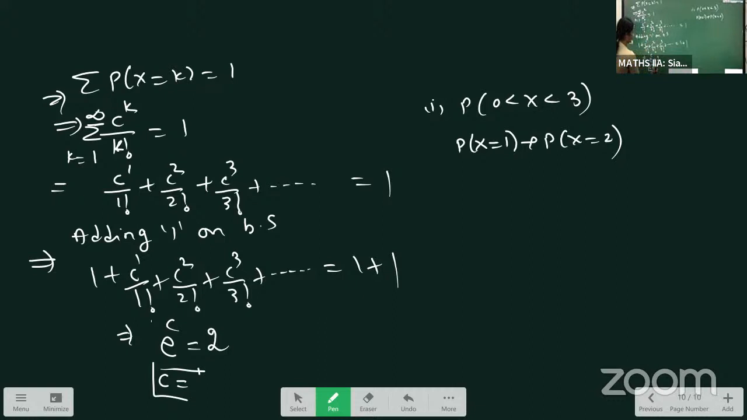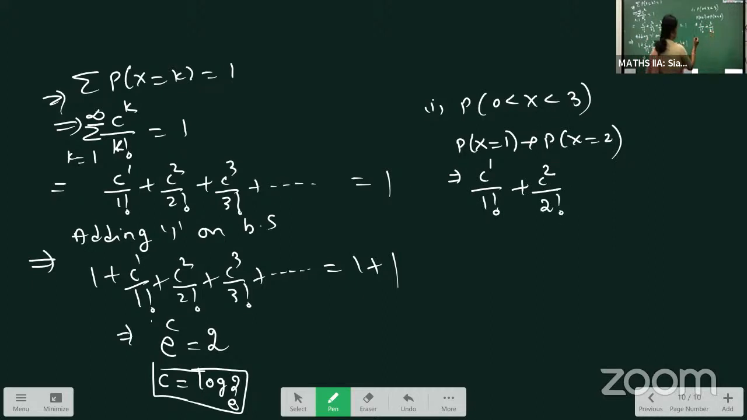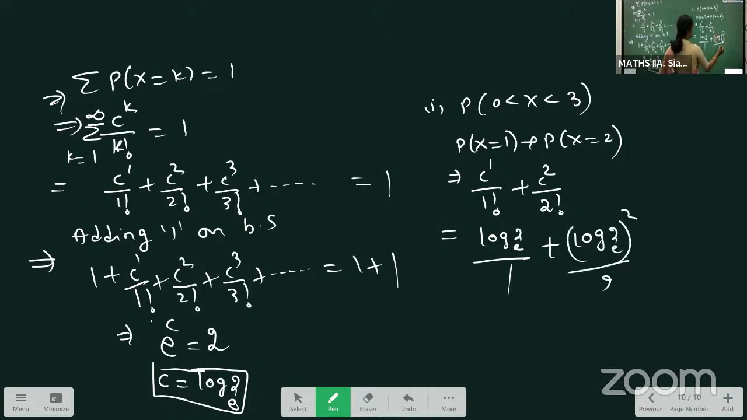What value we have to take? P of x is equal to k is given as what? C power k by k factorial. So P of x is equal to 1 can be written as C power 1 by 1 factorial. P of x is equal to 2 is C power 2 by 2 factorial. Now substitute the C value. Log 2 to the base e by 1 factorial, which is 1, plus c square, meaning log 2 to the base e whole square by 2 factorial, which is 2. So no need of simplification further. You can leave it like this. So this is how you have to solve such a question.